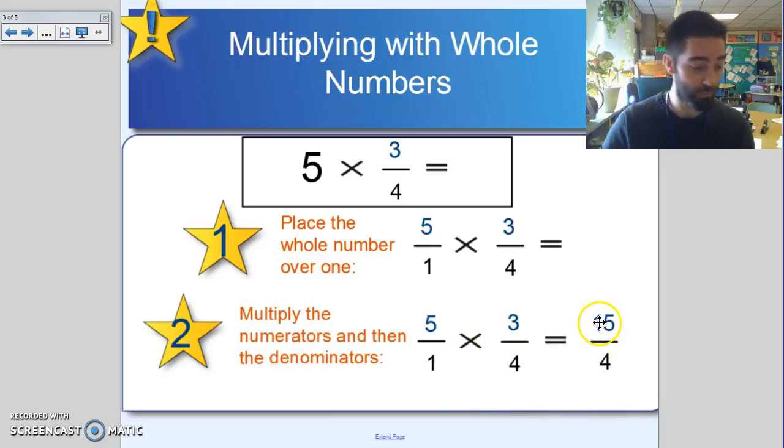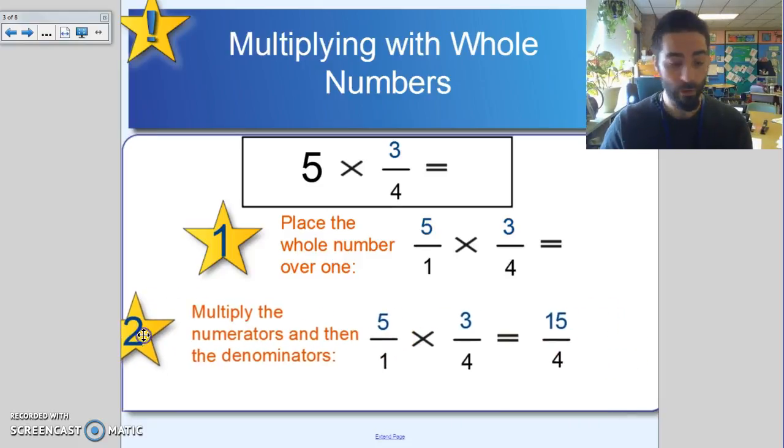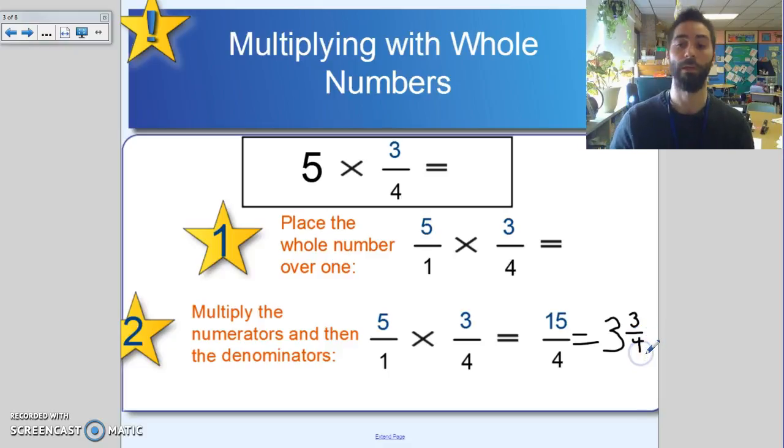Now 15/4 can be simplified. So if you wanted to simplify 15/4, you would need to do the division, which all fractions are a division problem. So 4 goes into 15 3 times, so that's 3 wholes, and there's a leftover of 3. And the denominator stays the same, so it's 3 and 3/4 is my mixed number that 15/4 represents. Okay? So that's multiplying a whole by a fraction. Anytime you have to multiply a whole by a fraction, you put the whole over 1 and multiply straight across.